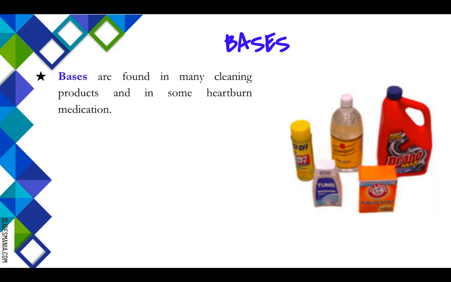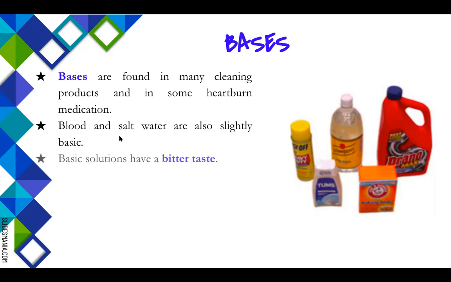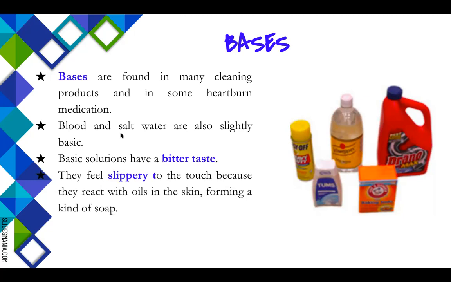So neutral is something that has a pH of 7. We'll look at that. For example, water should have a pH of 7. Water should be neutral. So blood and salt are also slightly basic. Basic solutions have a bitter taste. So we talked about acids and we mentioned that acids have a sour taste. Well, bases have a bitter taste. They feel slippery to touch because they react with the oils of the skin, forming a kind of soap.